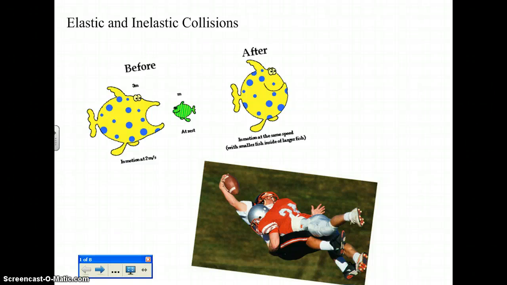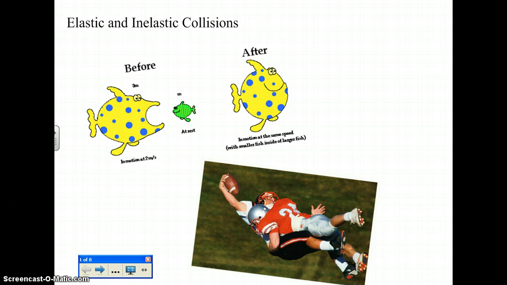This momentum, impulse, and collision video will specifically be on the collisions. We're going to talk about perfectly inelastic, inelastic, and elastic collisions. The first type that we want to talk about is perfectly inelastic.